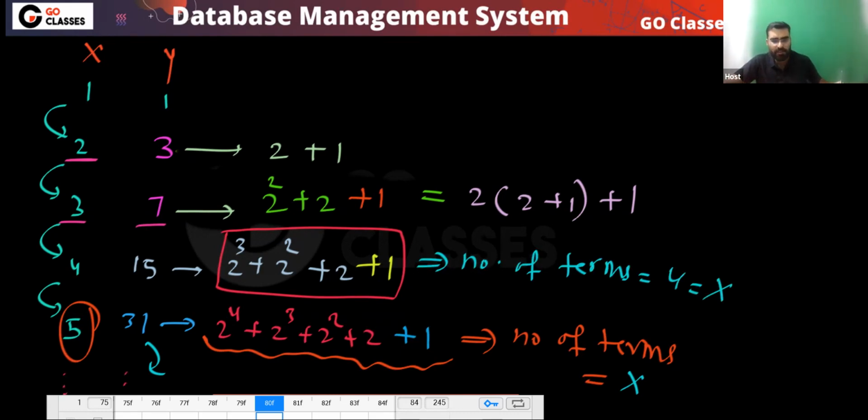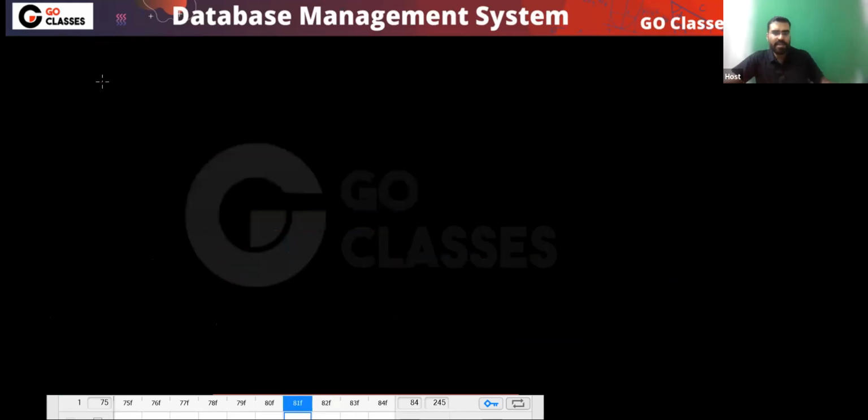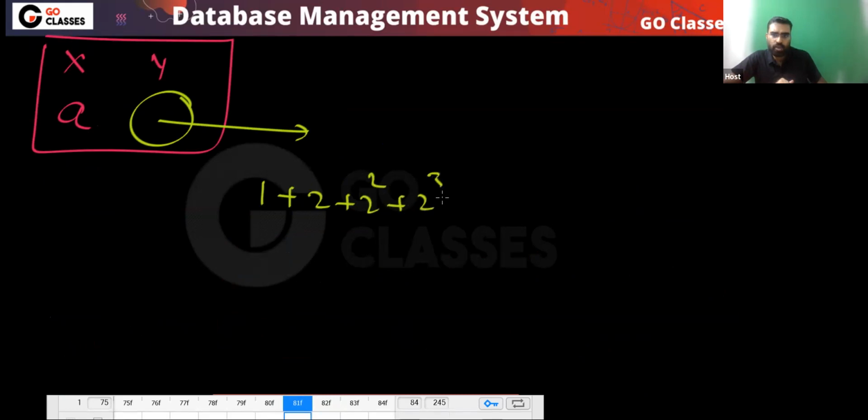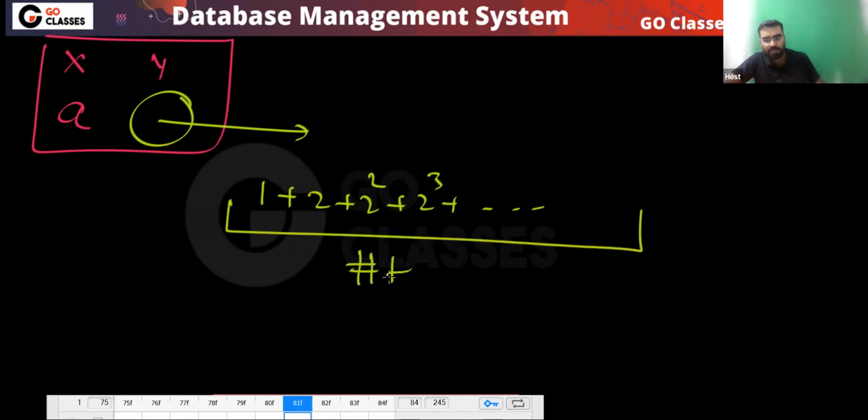So finally from here, what can I say? Finally, you are getting this. If your x comma y is this, and this value is a, then what will this value be? This value will be a series: 1 plus 2 square plus 2 cube. How many total terms? What is the number of terms? The number of terms is a. So finally you will get 2 power a minus 1, because the number of terms is a.